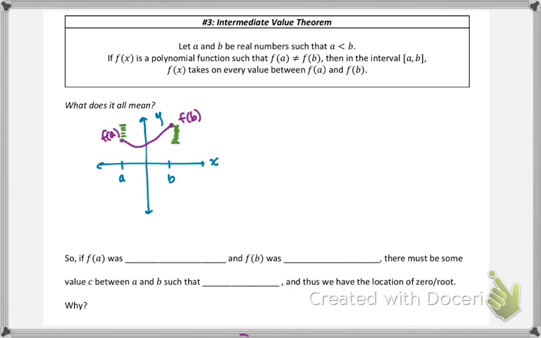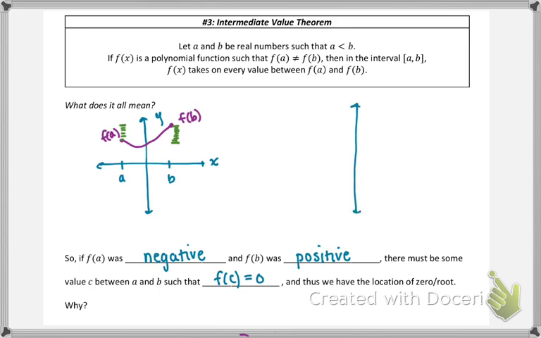And so if we have f of a as a negative number, and f of b happens to be a positive number, we can make a conclusion. We can say that there must be some number, c, that is between a and b, that has to be an x-intercept, so that f of c has to equal 0. And thus we have the location of a root or 0. And again, that makes more sense if we draw a diagram.